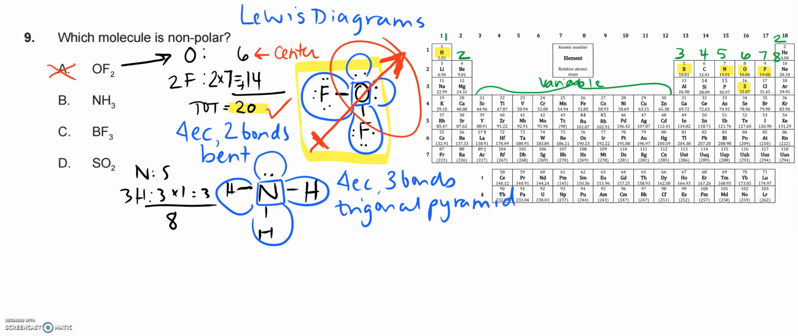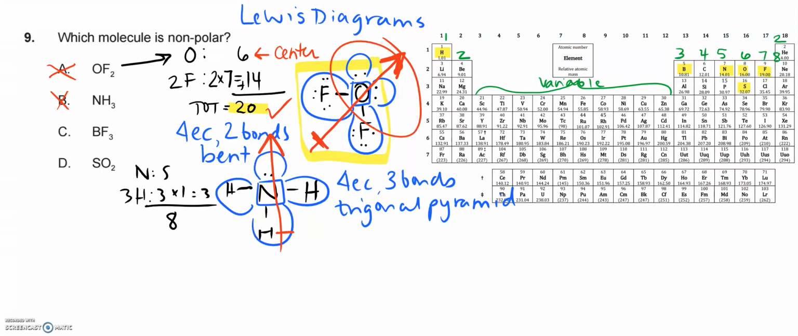And it also has a net dipole because of this extra unbonded pair here, and also because the nitrogen is much more electronegative than each of the hydrogens. So I'm going to have more positive in the 3 dimensions this way to more negative that way. So that one would be a polar molecule. NH3 is not correct.